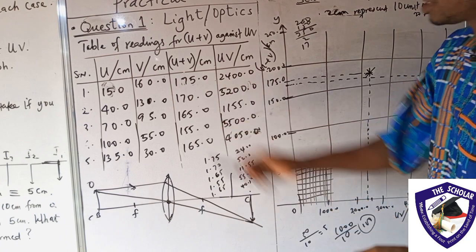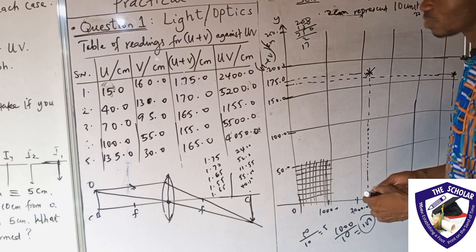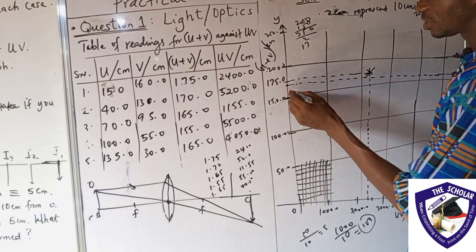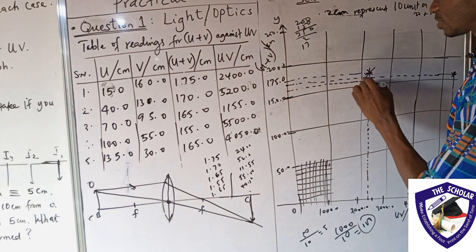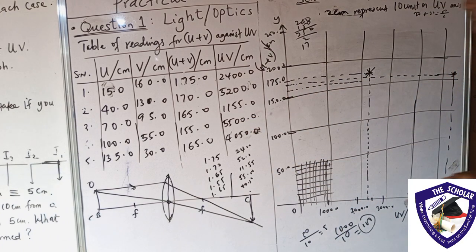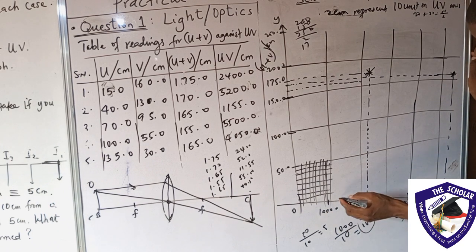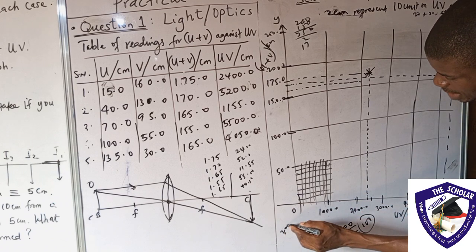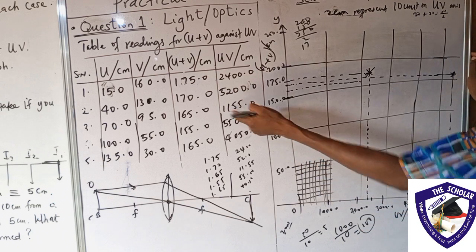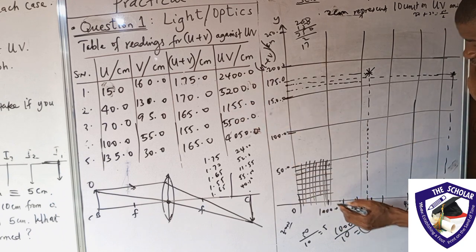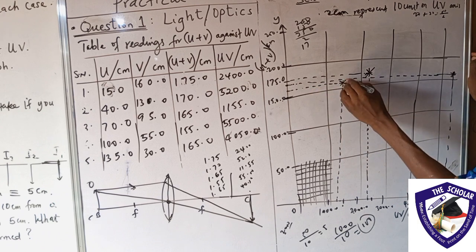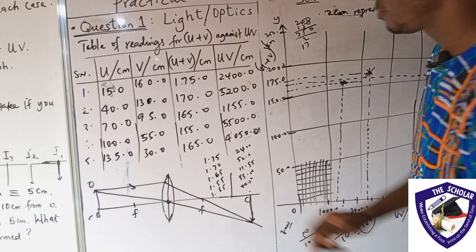The next one, 165. When U plus V is 165, 165 will be in between 175 and 150. Let's assume it's here. Then our value is 1,155, that's between 1,000 and 2,000. By assumption, 1,000 and 2,000 added is 3,000 divided by 2, that's 1,500, and we need 1,155, so it will be before the middle line. Let's assume it's here. Join it together.